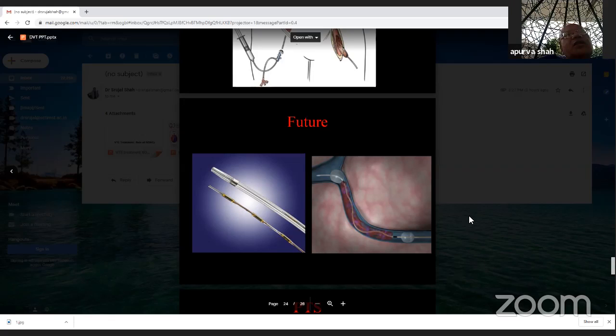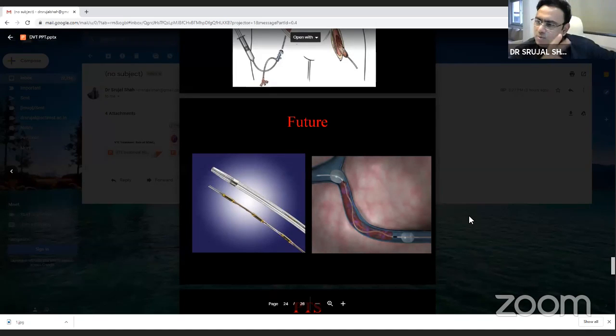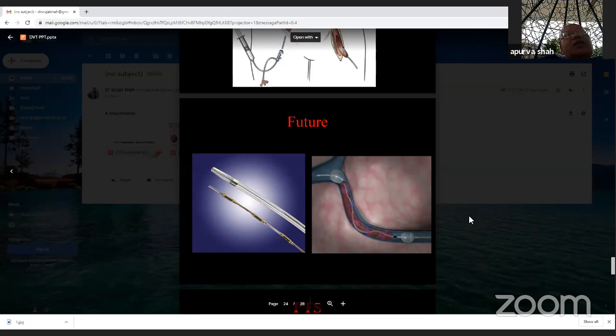Okay. And another question: if I talk about the indication, I think iliofemoral or proximal ones, massive proximal DVT. Yes, that is massive. Yes. Okay. Fine.